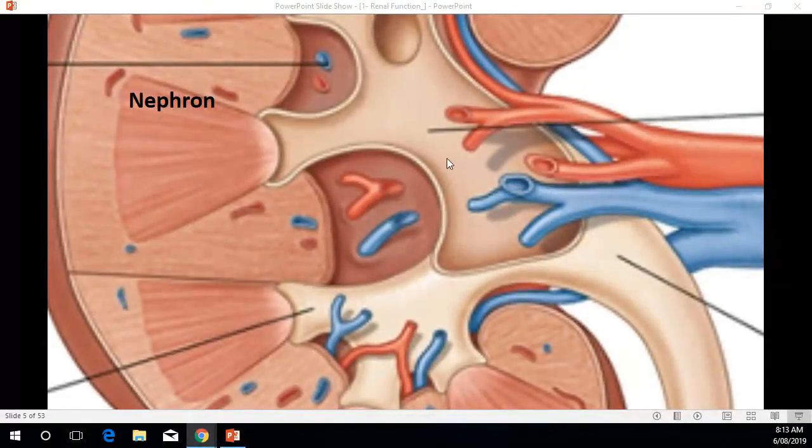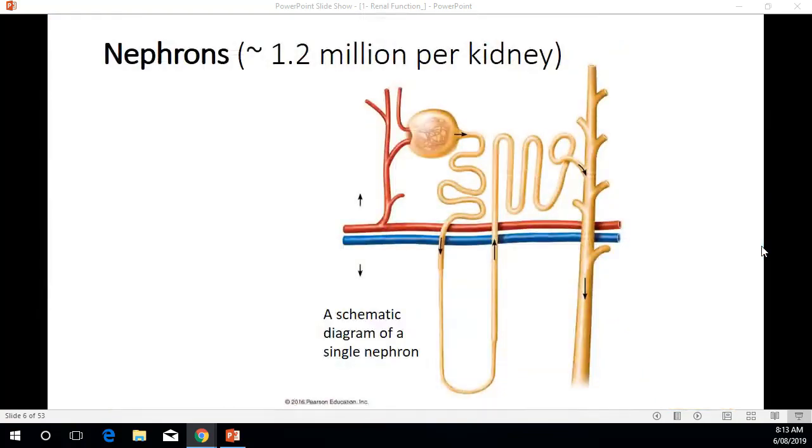So arteries will branch into smaller and smaller branches, ultimately reaching the nephron. So in the nephron, basically you have two networks. You have a network of blood vessels, you have a network of tubules. So tubules will collect the waste material and they will join together to form the ureter. Make sense? Okay. Now the nephron, as I told you, around 1.2 million per kidney.